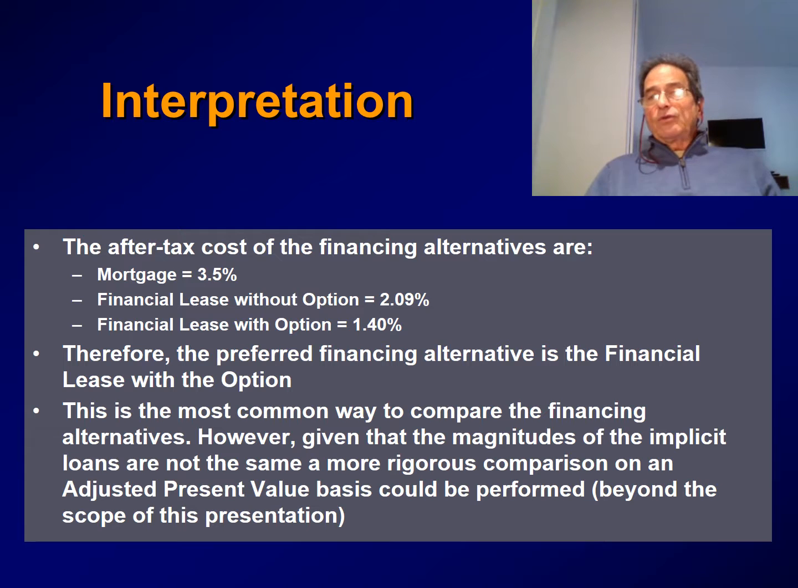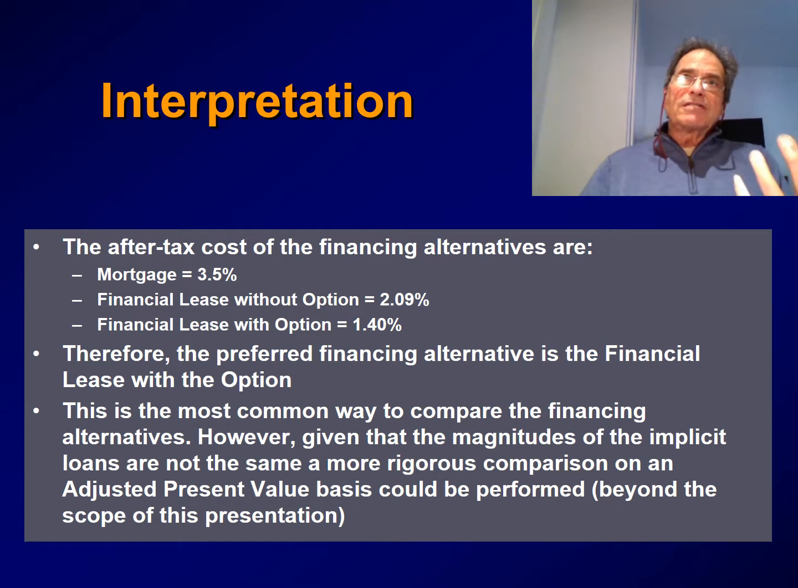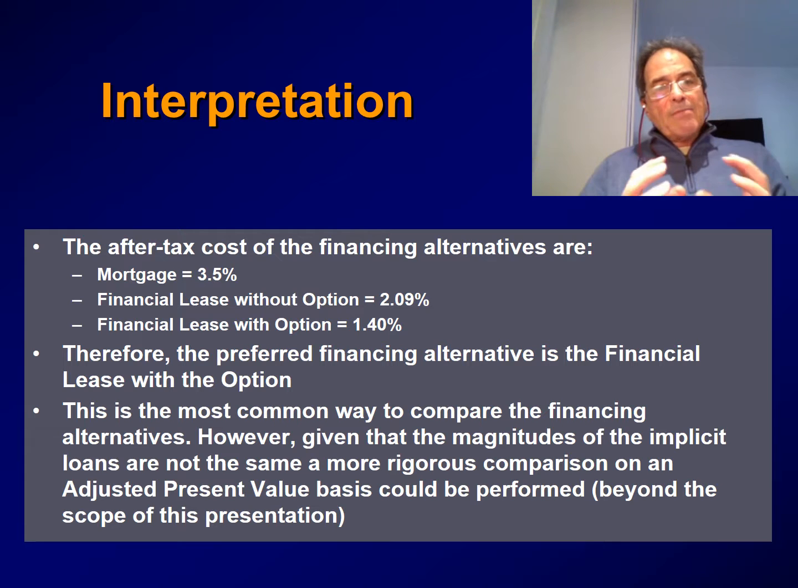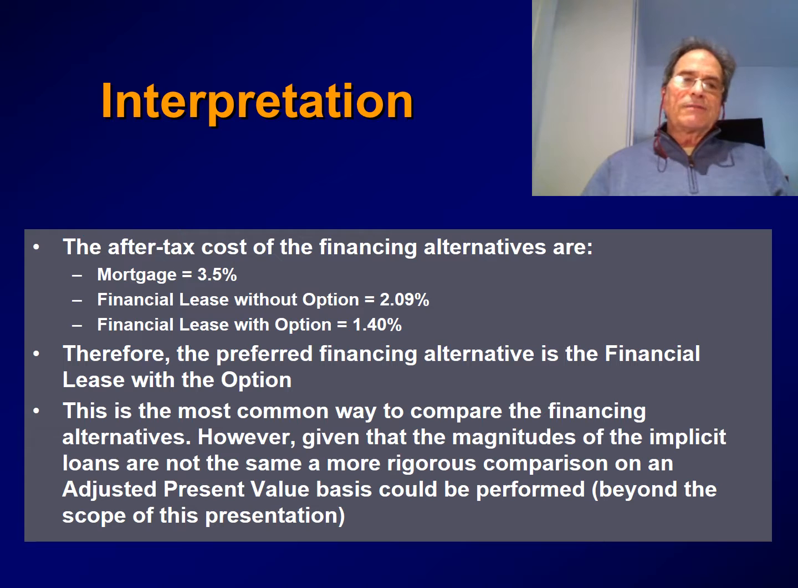Well, this is the most common way to compare financing alternatives, just by calculating the internal rate of return and selecting the lowest one. However, given that the magnitudes of the implicit loans are not the same, in the case of the mortgage, the loan is different from the case of the financial leases, a more rigorous comparison would require using adjusted present value. But we are not going to get into this for two reasons. First, because we don't want to complicate this presentation, and second, because it's very rare that the results that you obtain using adjusted present value will be different from the ones you obtain by just looking at the internal rate of return. So we will ignore this consideration in this presentation.